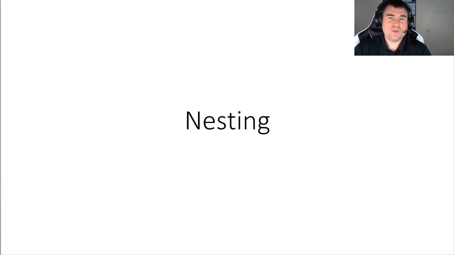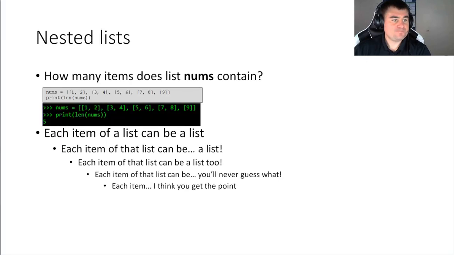Recall from our week 4 discussion about lists, the fact that a list can contain other lists. So this list here, nums, if we ask how many items does the list nums contain? Well, it contains overall 9 integers, right? There's 1, 2, 3, 4, 5, 6, 7, 8, 9. However, when we print len of nums, we get 5.